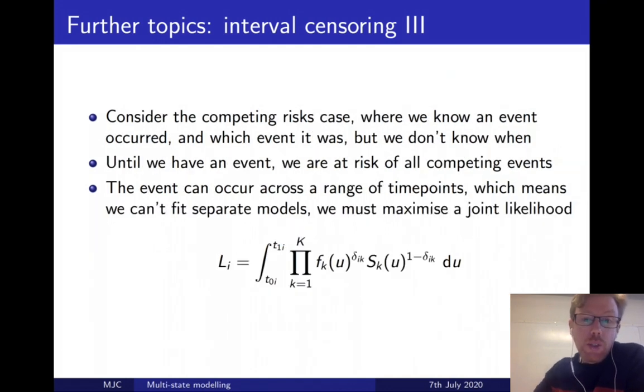Not so simple in the competing risk setting, where we know an event occurred and which event it was, but we don't know when. Until we have that event, of course, we're at risk of all our competing events. So the event can occur across a range of time points, which means we can't fit separate models. We must maximize a joint likelihood. So across my interval, we must integrate and essentially evaluate the potential competing risks that we have up until our time points of interest.